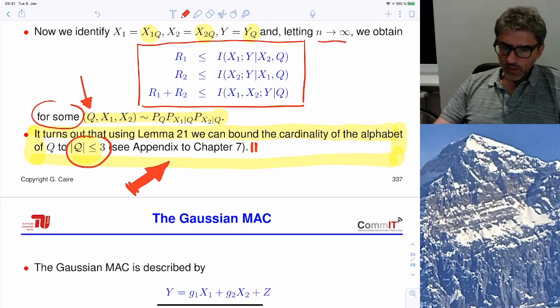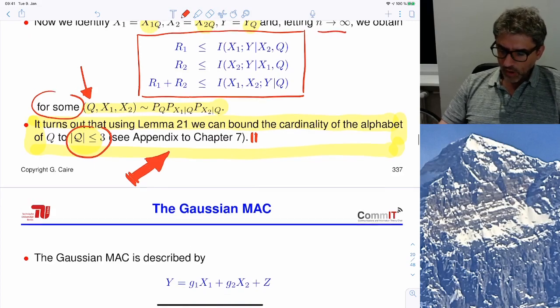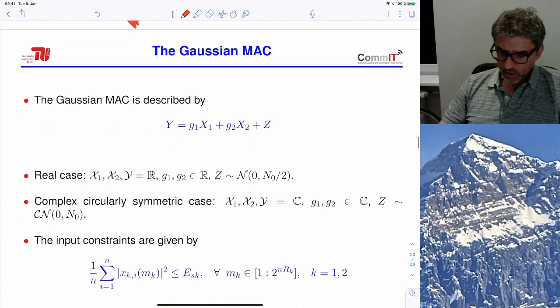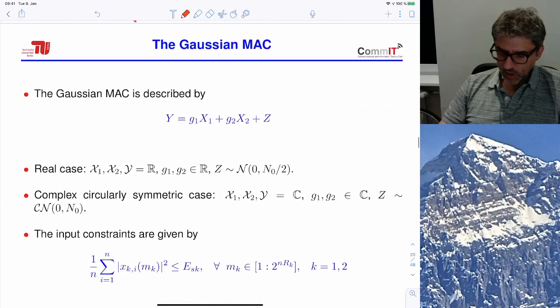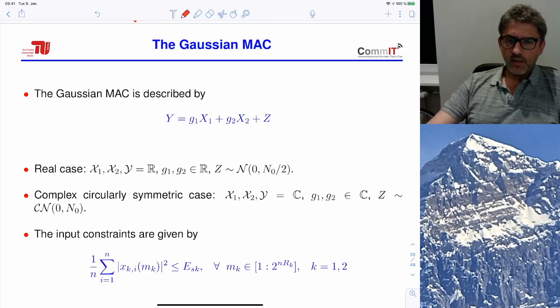So we stop here, and then we will talk about the special case where the multi-access channel is Gaussian, which is more related to, say, the physical channels that we use every day in wireless communications, for example.